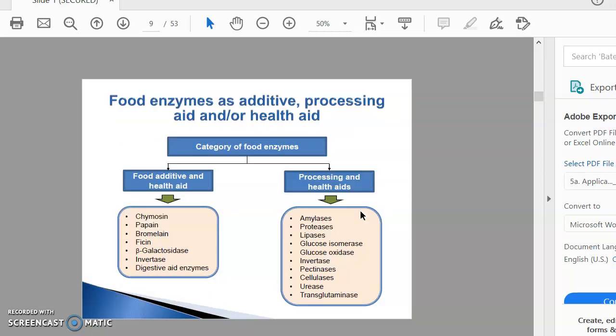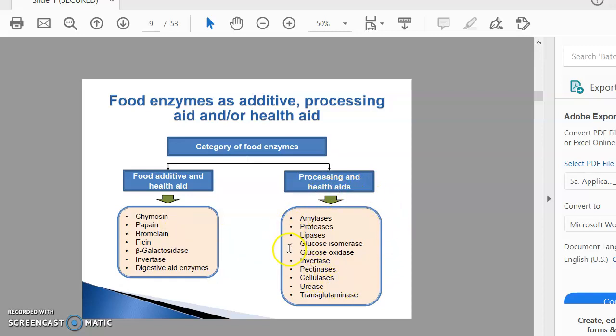There are two categories of food enzymes, as you can see in this figure. The first one is for additive and health aid. That means we add this enzyme into the food, usually to increase the health benefit of the food. For example, we add papain, which I think we can get from the papaya, to improve the digestion.